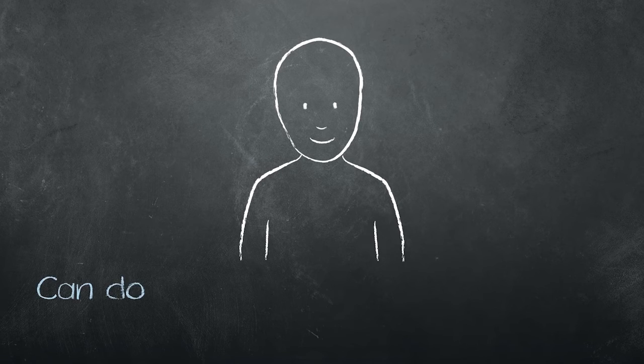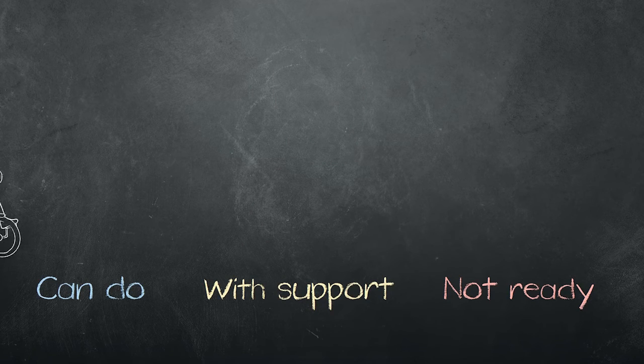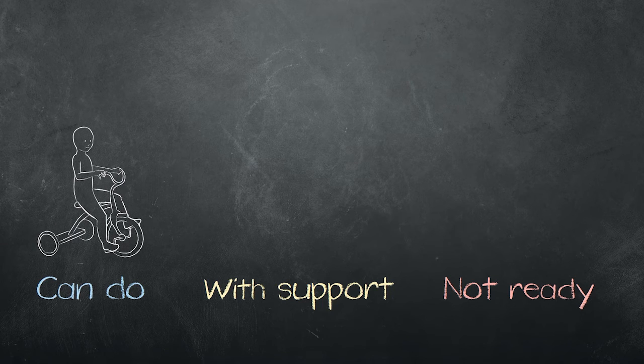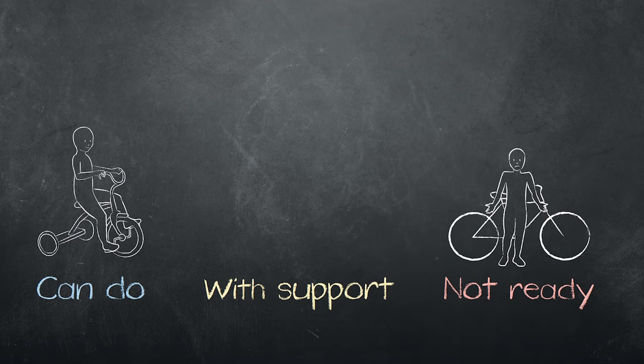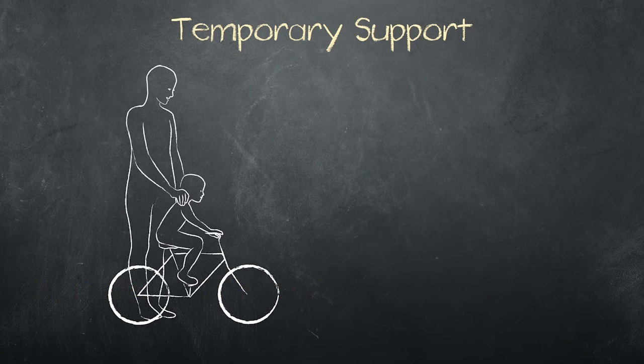At any point in a child's development, there are things they can do on their own, things they're not ready to do, and things they can do with some support. For example, a child might be able to ride a tricycle on their own. And while they can't ride a bicycle on their own yet, they can do it with some support. So the teacher provides temporary support until the student is able to do it on their own.